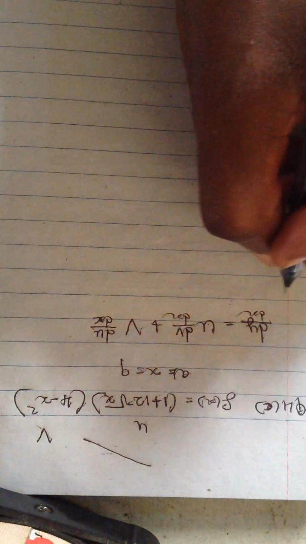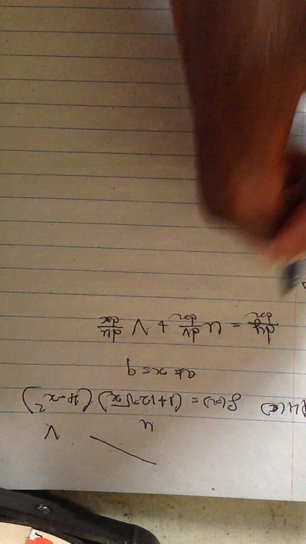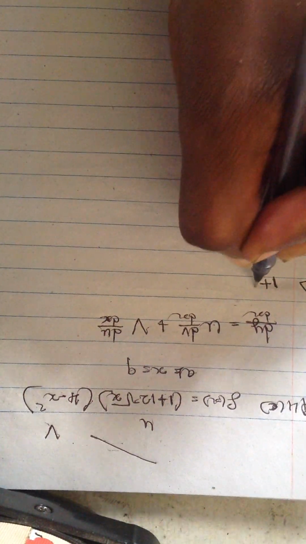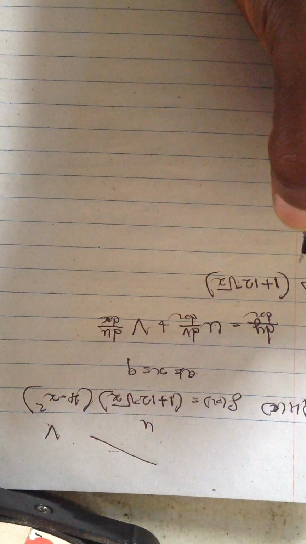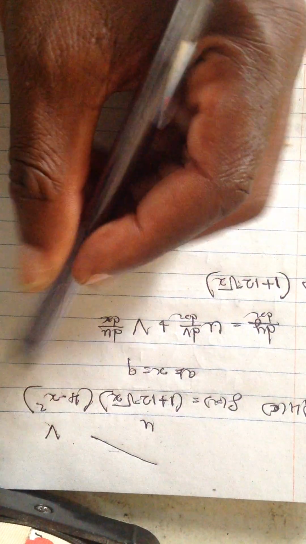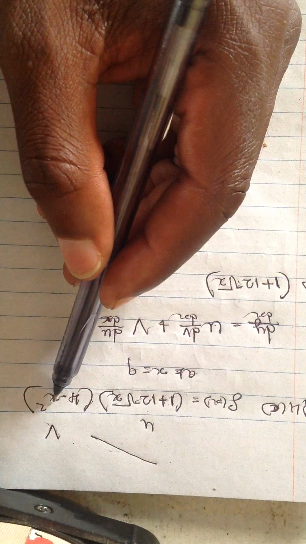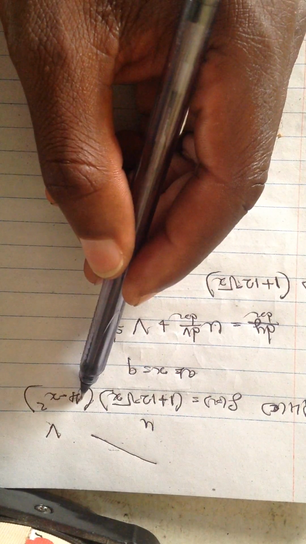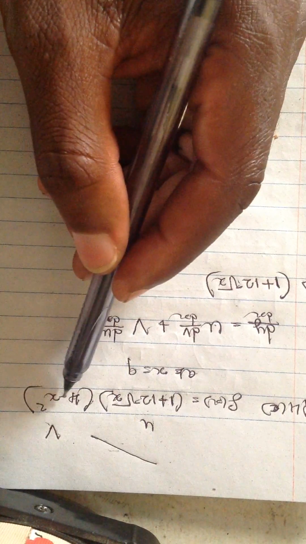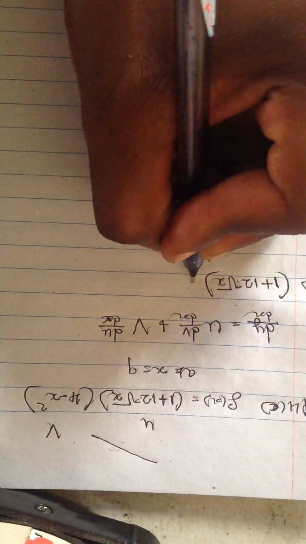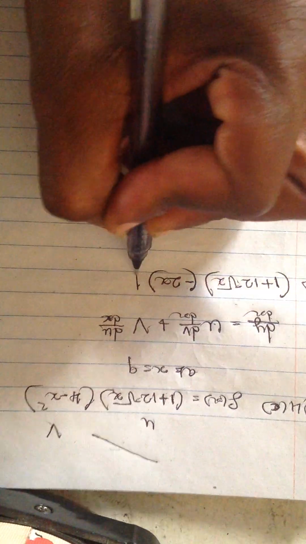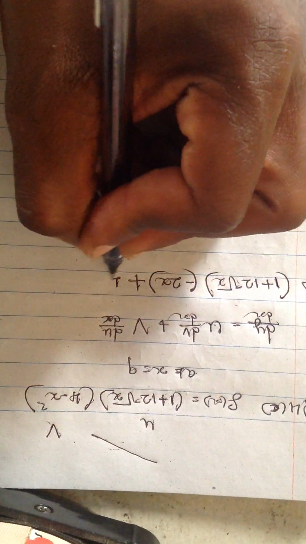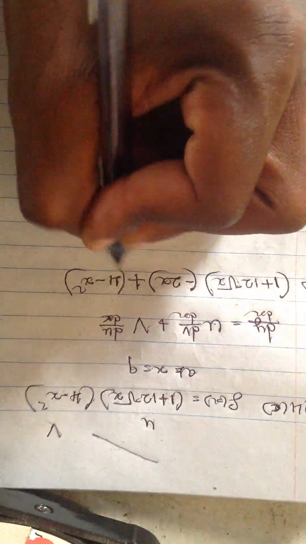Next step. What is our u? We said it is 1 plus 12 the square root of x. What is our dv/dx? We differentiate this one, which is our v, with respect to x. What is the derivative of 4? That's 0. What is the derivative of negative x squared? That's negative 2x. Plus what is our v? Our v is 4 minus x squared. We close. What is our du?